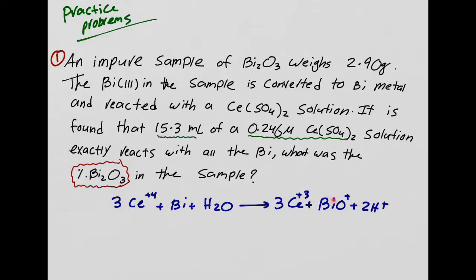When you look at this balanced equation, there is no cerium sulfate in it, and there is no bismuth oxide in there. So there is no direct mole ratio in here. Do you guys agree? There is no direct mole ratio in here. But I can do an indirect one.